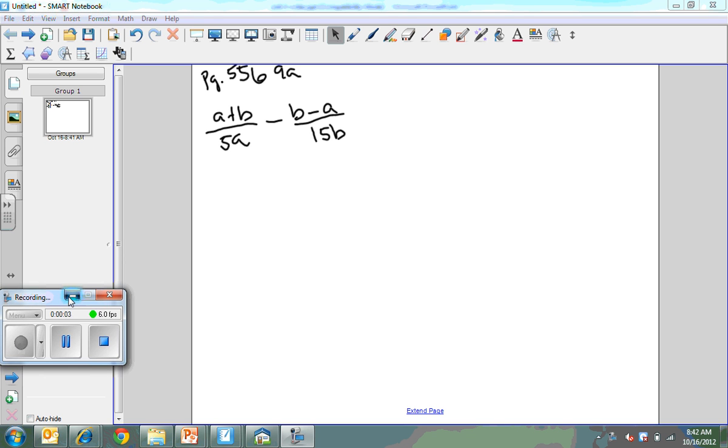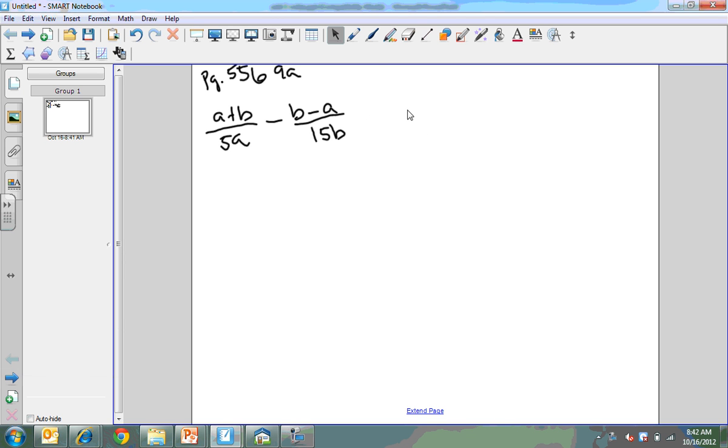Okay, so if we're adding and subtracting rational expressions, your first step is to figure out what the LCD is. So we can use a Venn diagram to do that. I've got two rational expressions here, so I need two circles on my Venn diagram.